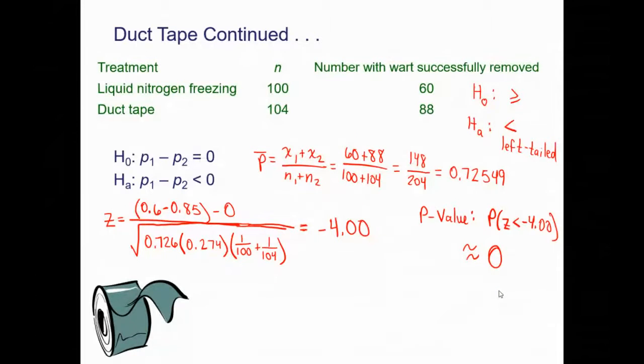So even if alpha was the lowest one we've used, even if alpha was 0.01, what would our decision be to still do? Reject the null, yes. Reject H naught. Which one was the claim? Alternative, that's right.